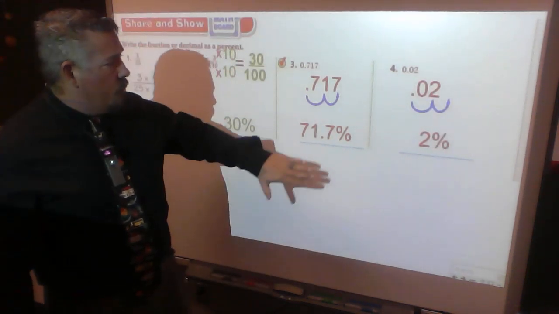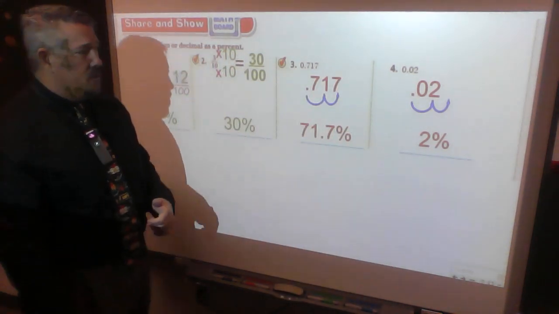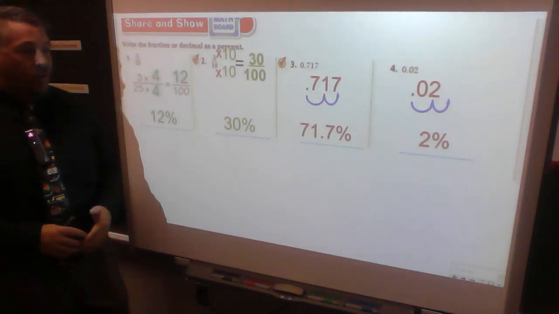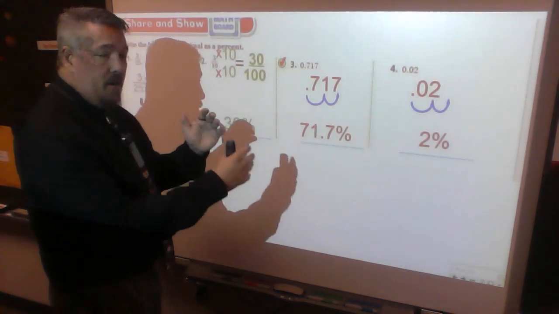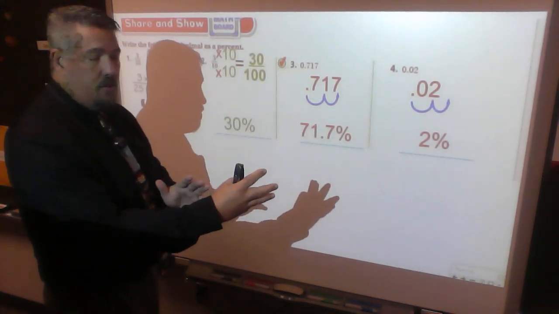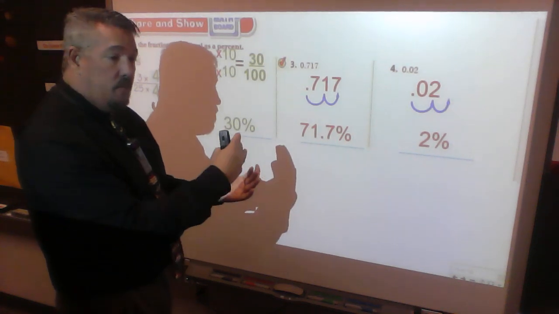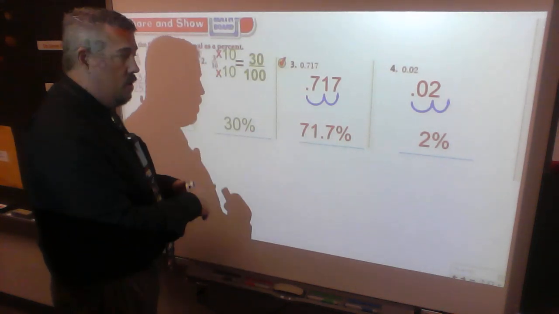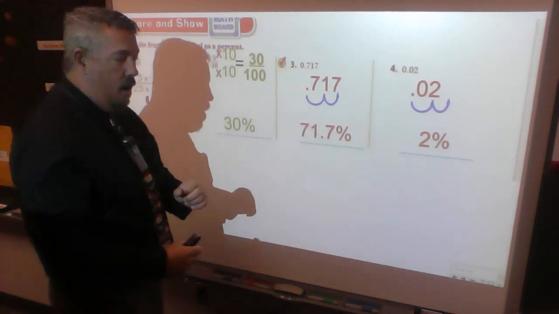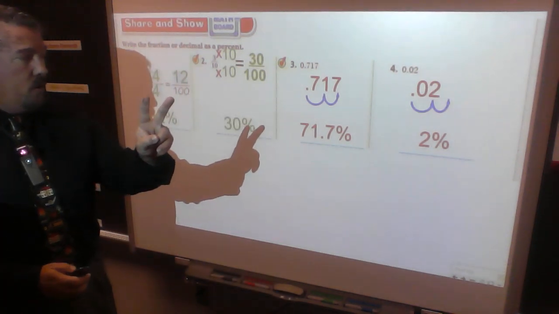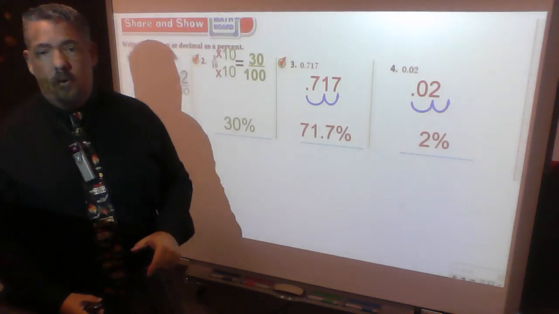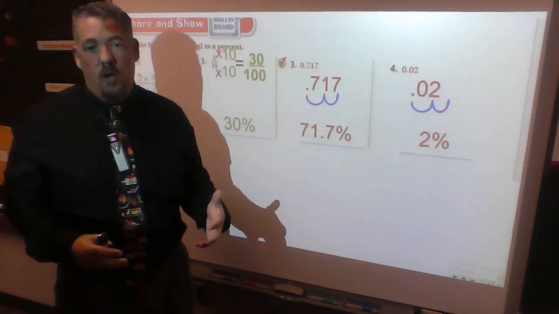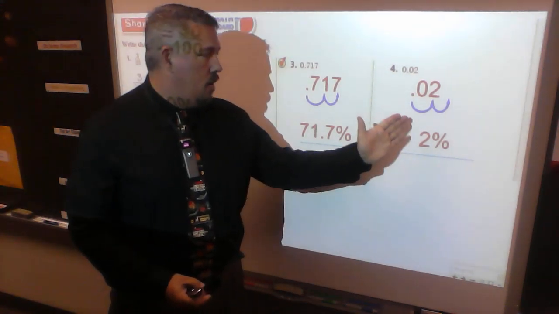All right? When we go to number 4, which is 0.02 or 2 hundredths, same thing. Move it 2 times from left to right because we're going from decimal to percentage. If it was a percentage to a decimal, then I'd move it to the left 2 times. Always move it to the right 2 times because that means I'm multiplying by 100, which has 2 zeros. Take that front 0 off though. We're not going to say 0.2%. It's just 2%.